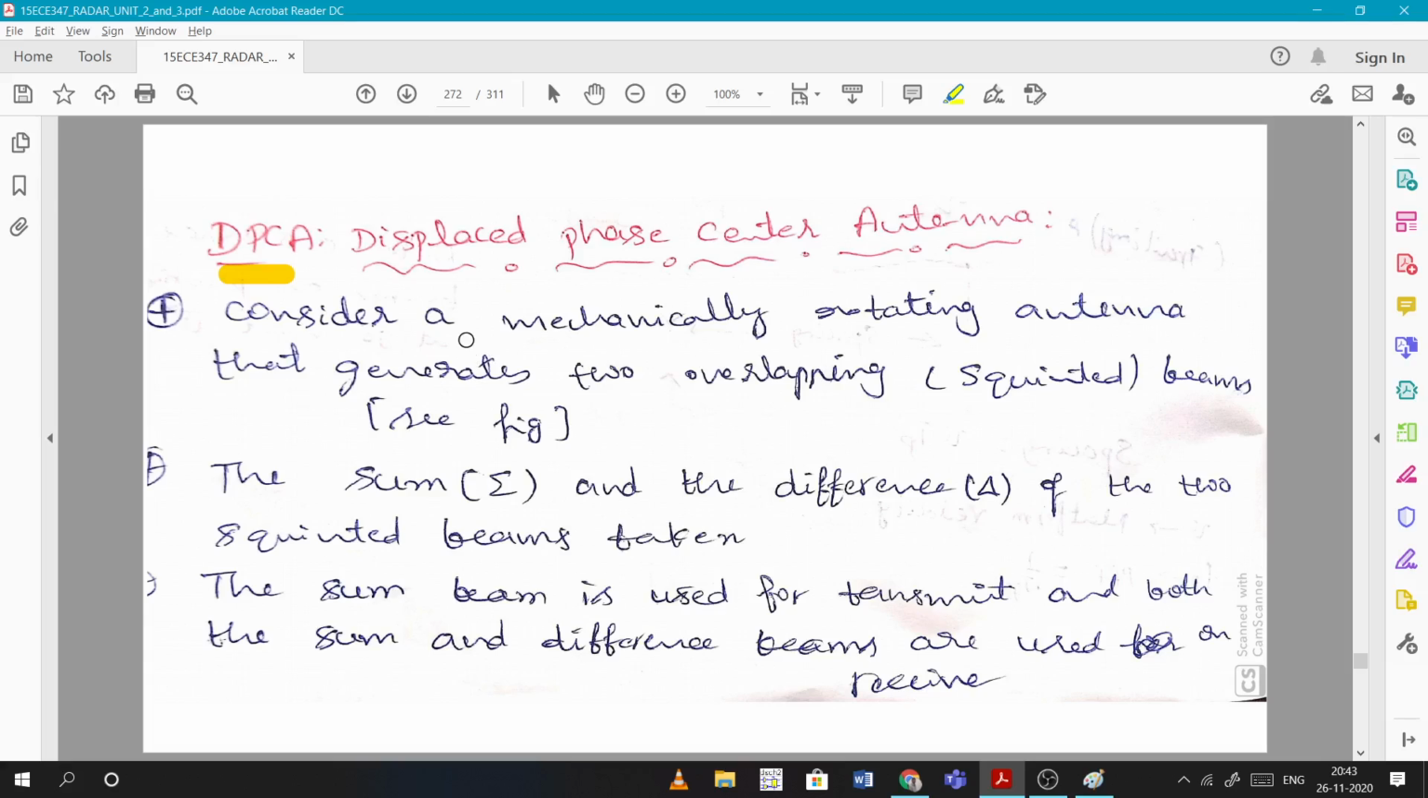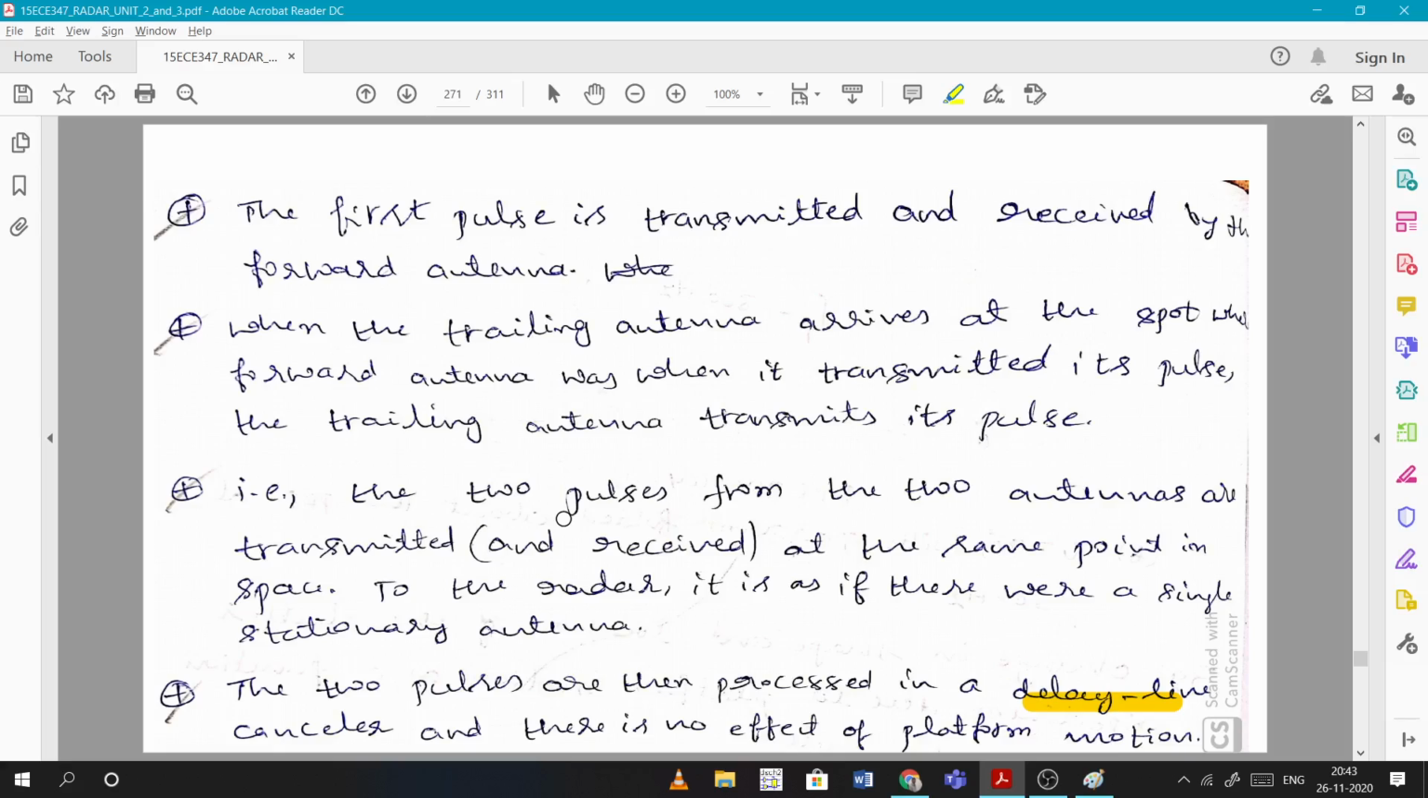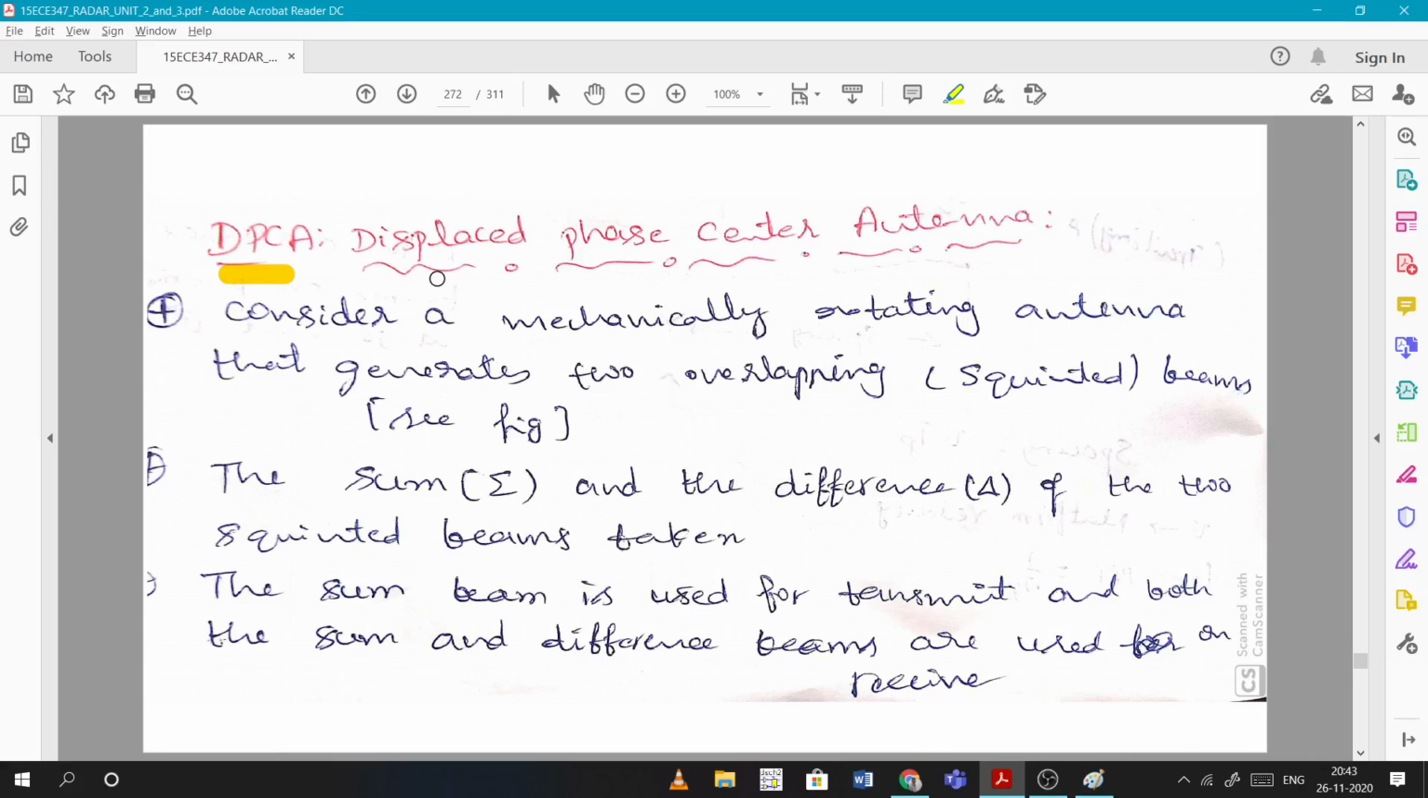So let us do this. Consider a mechanically rotating antenna. That's already done, right? Using that formula we saw 2v by lambda into sine theta, or 2v by lambda into cos theta. We found that that is the fc. From that we found delta fc, and we'll study more in this displaced phase center antenna.